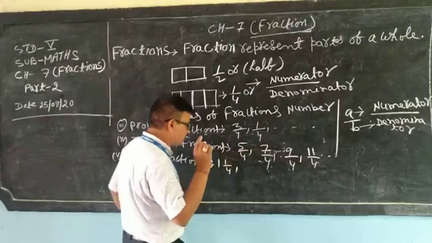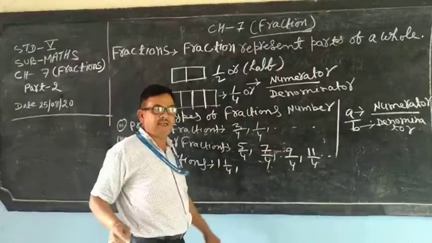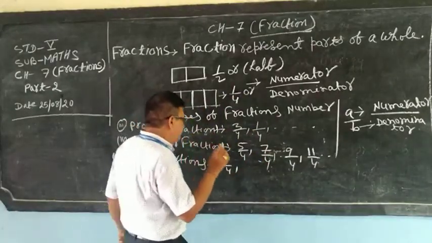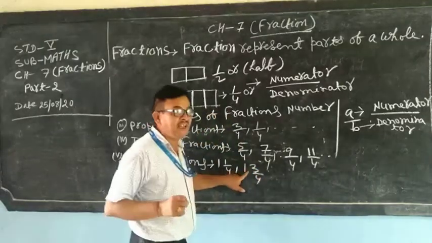Now 7 by 4. My dear student, what will you do? 7 divided by 4. Quotient is 1, and 3 by 4. So 1 is here the whole number.